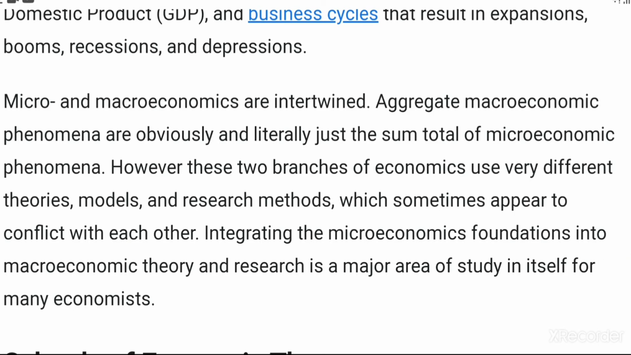Micro and macroeconomics are intertwined. Aggregate macroeconomic phenomena are obviously and literally just the sum total of microeconomic phenomena. However, these two branches of economics use very different theories, models, and research methods, which sometimes appear to conflict with each other. Integrating the microeconomic foundation into macroeconomic theory and research is a major area of study in itself for many economists.